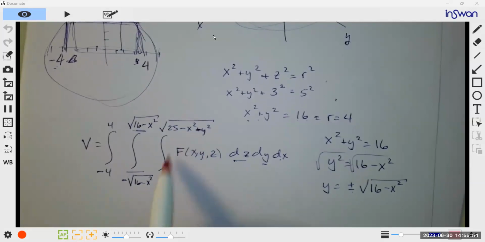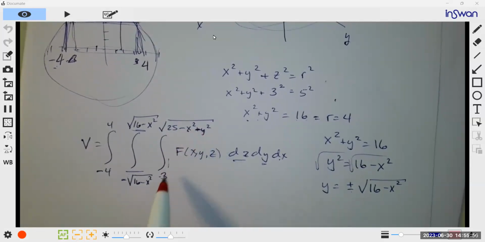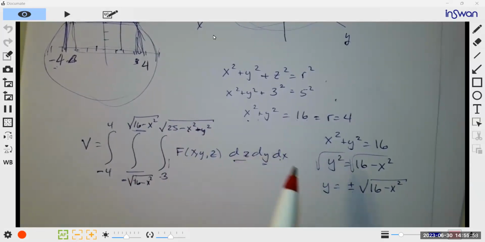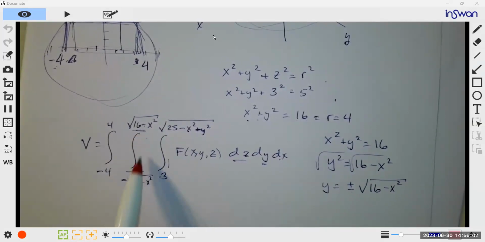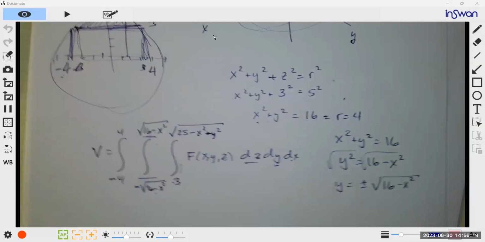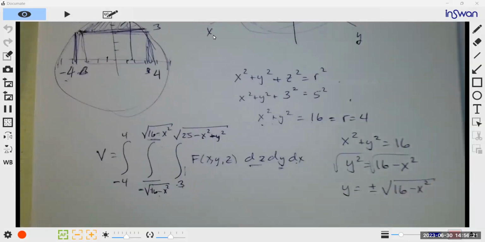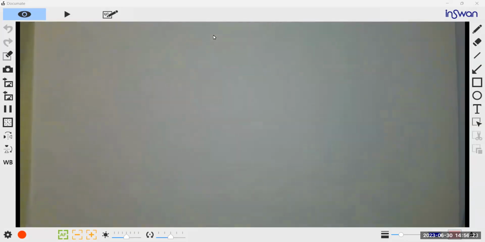So again, on the z, we have x and y. So that takes care of that one. Now on the y, all we have left is x. We only have a function with respect to x, or a number, and then x are the bounds of integration. Then we'll take it from there and find the integral of that. That's exercise number 2.